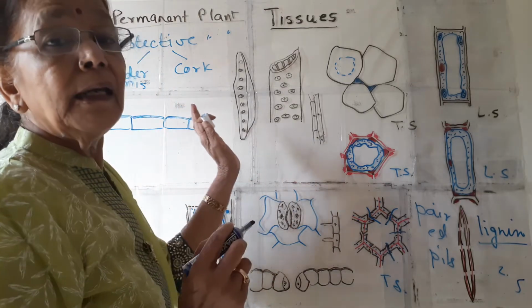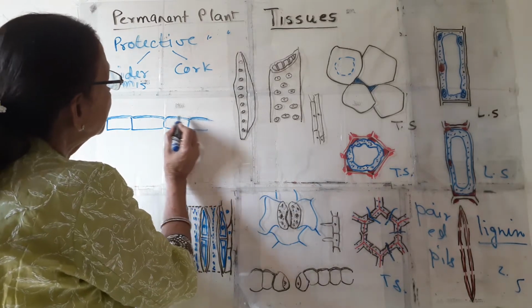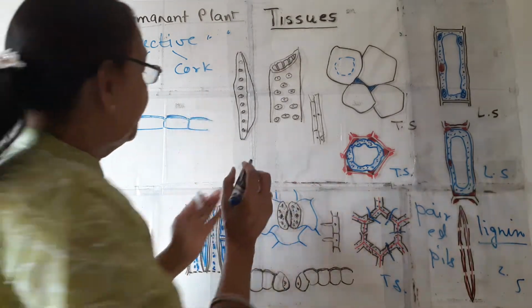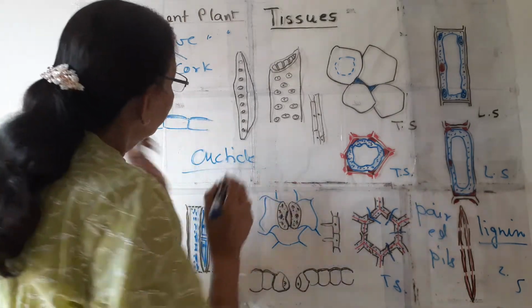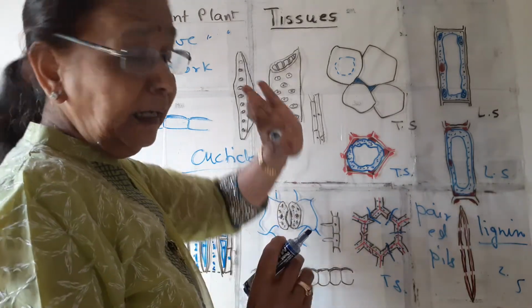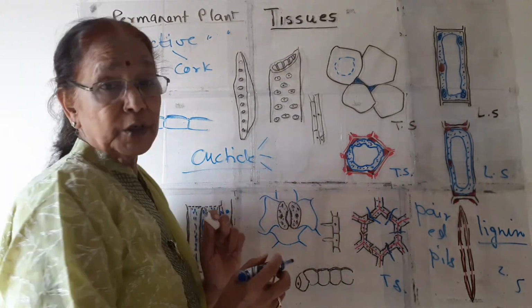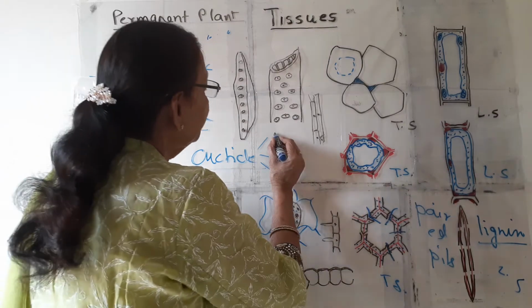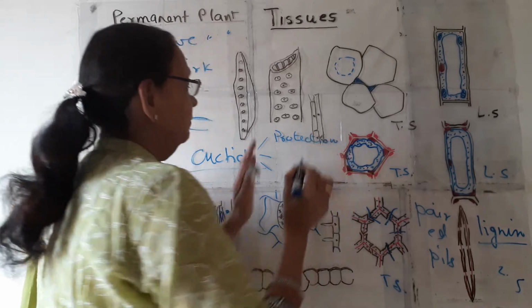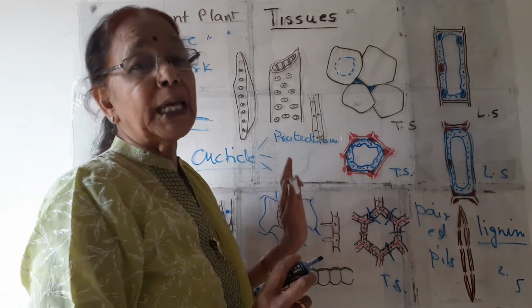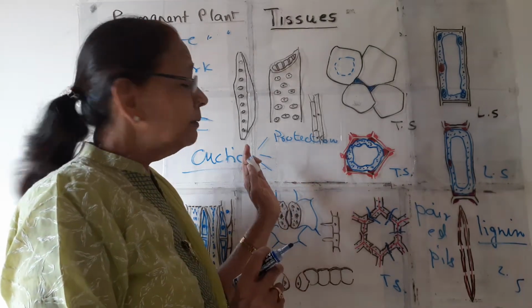A waxy secretion is secreted by these cells, and it is deposited outside the epidermis. This secretion is known as cuticle. So a layer of cuticle is formed outside the epidermal cells. This cuticle has three functions to do. The first function is protection. It protects the plant body from mechanical injuries. So mechanical injuries are prevented by epidermis.